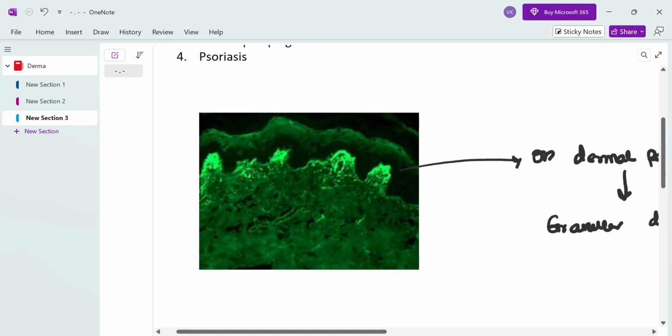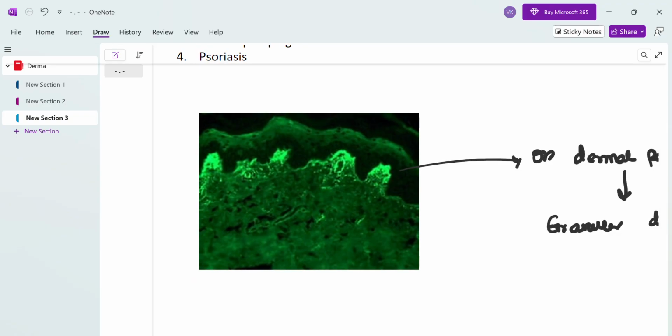So here, first of all, let's identify what this is. This is direct immunofluorescence. In direct immunofluorescence, we are seeing bound antibodies, and in indirect immunofluorescence, we are seeing circulating antibodies. In direct immunofluorescence, the sample is tissue, that is biopsy, and in indirect immunofluorescence, the sample will be either serum or blister fluid.